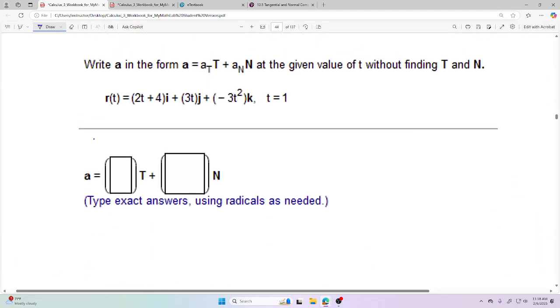So here we go. My formulas again: A sub t is V dot A over magnitude of V, and A sub n is magnitude of V cross A over magnitude of V. Am I correct about that? Verify. Thank you.